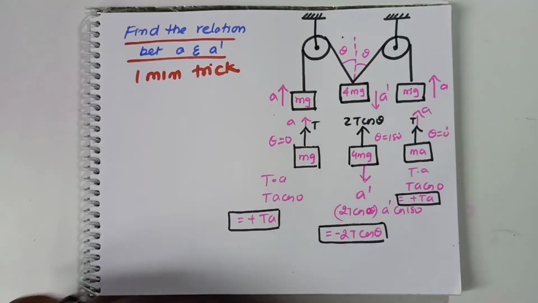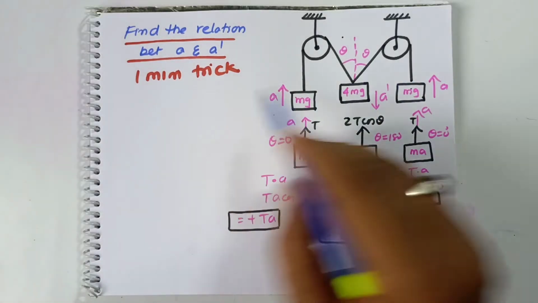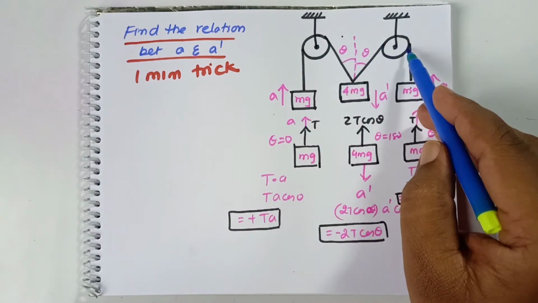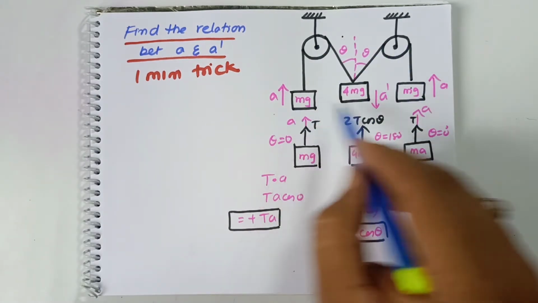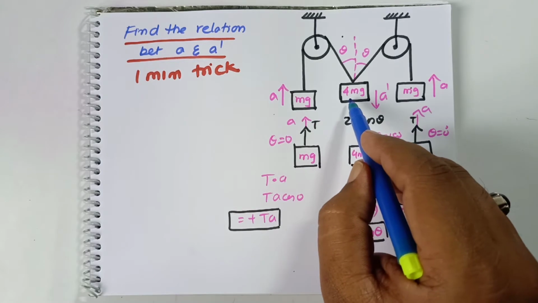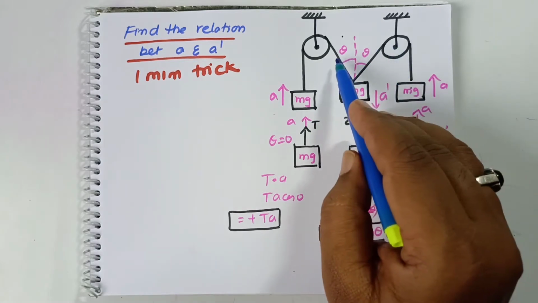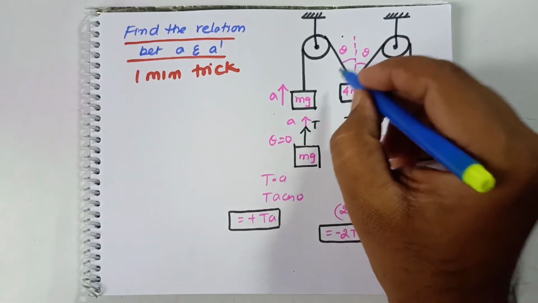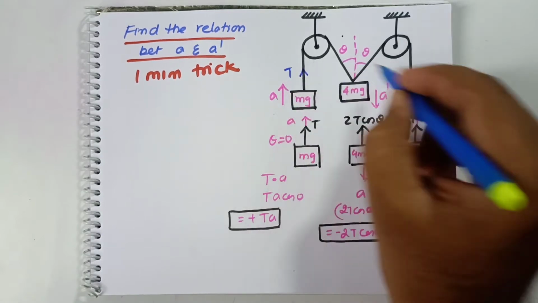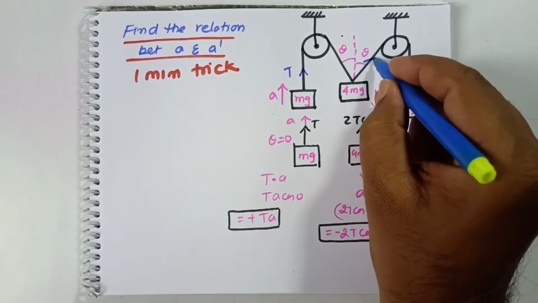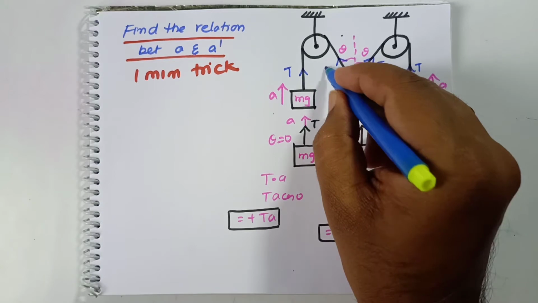Hello amazing guys, today we shall discuss one more trick, a 1 minute trick. Let us consider these are the two pulleys, and this is a block mg and this is block mg, this is a block 4mg, and these are the strings which are making a certain angle theta. So this is tension T here, this is tension T here, this is going to be tension T, this is going to be the same tension.